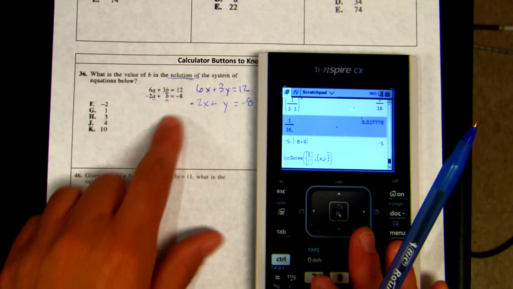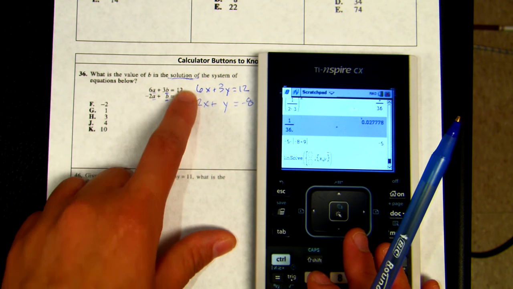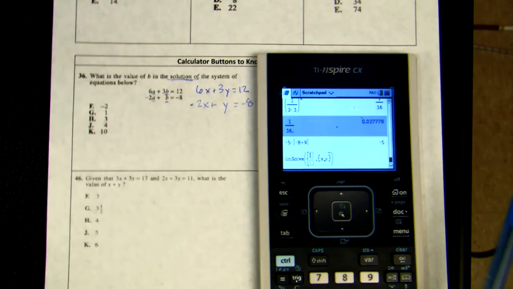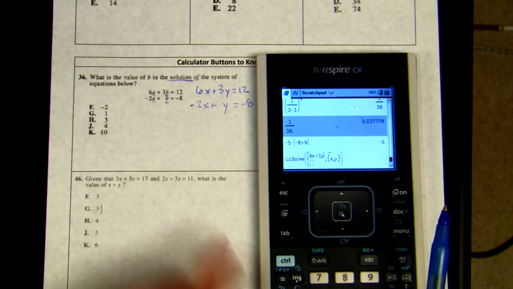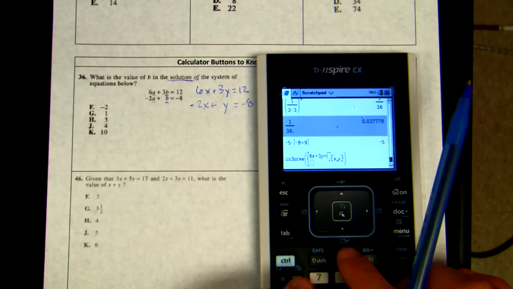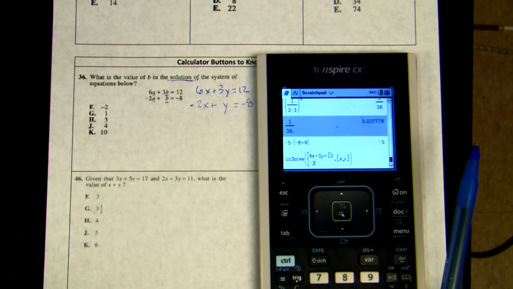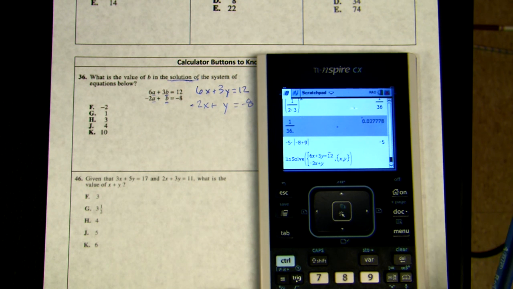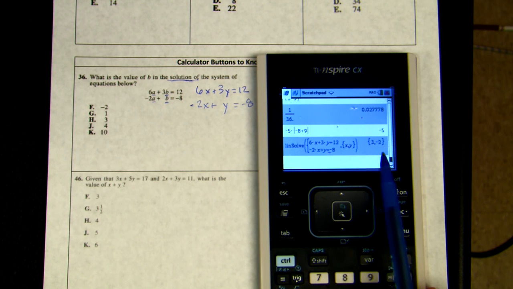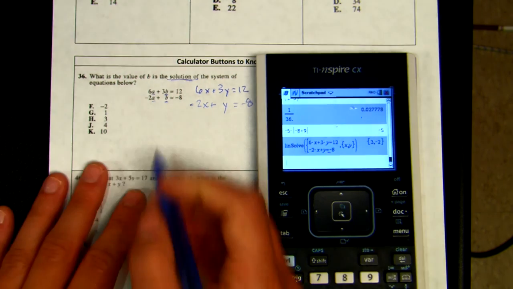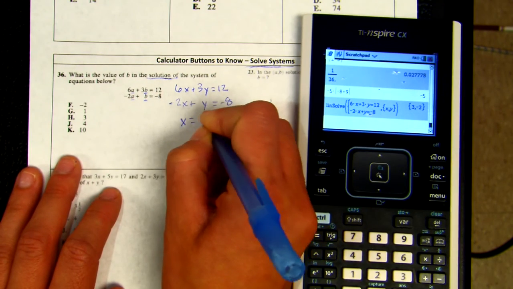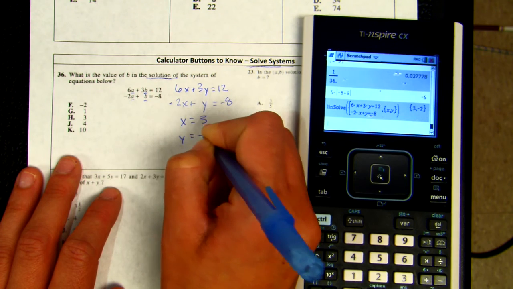Type in the two equations exactly as you see them. So 6x plus 3y equals 12, so include your equal signs. -2x plus y equals -8, and press enter. So it's written my answer as 3, -2. That is my x and y value. So x is equal to 3, y is equal to -2.